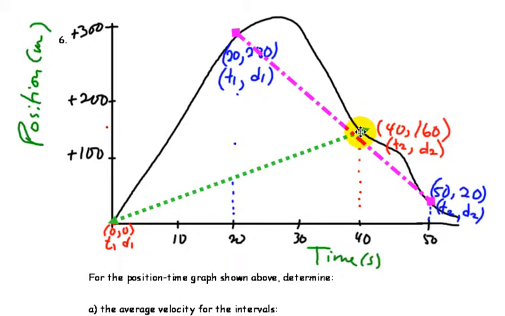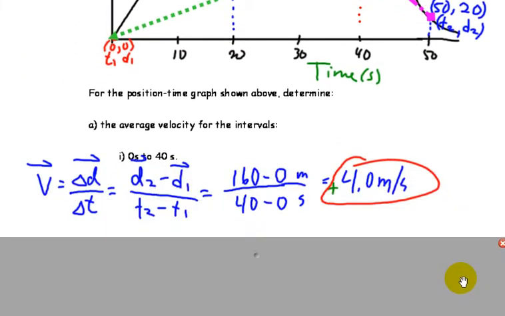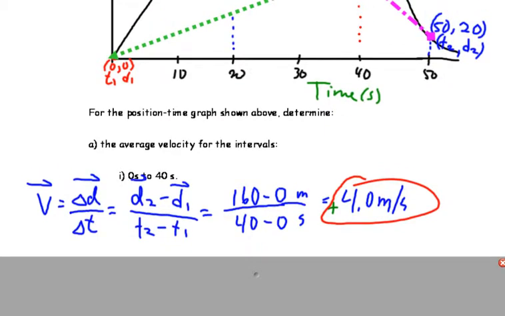So of course, change in displacement over change in time, D2 minus D1 divided by T2 minus T1. So 160 minus 0 over 40 minus 0. And you can see that works out to be 4.0 meters per second, and we should put that positive there because that indicates a direction, some positive movement from the start.